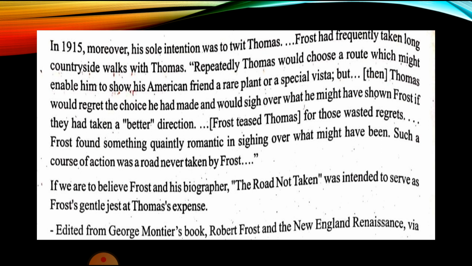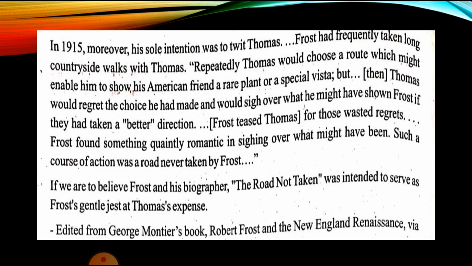So thus this poem is nothing but a gentle jest at Thomas' expense. So this was the summary, that is the main idea of interpretation 3. And what information does this author use to express the main idea? Here the author uses information given by Frost's biographer.